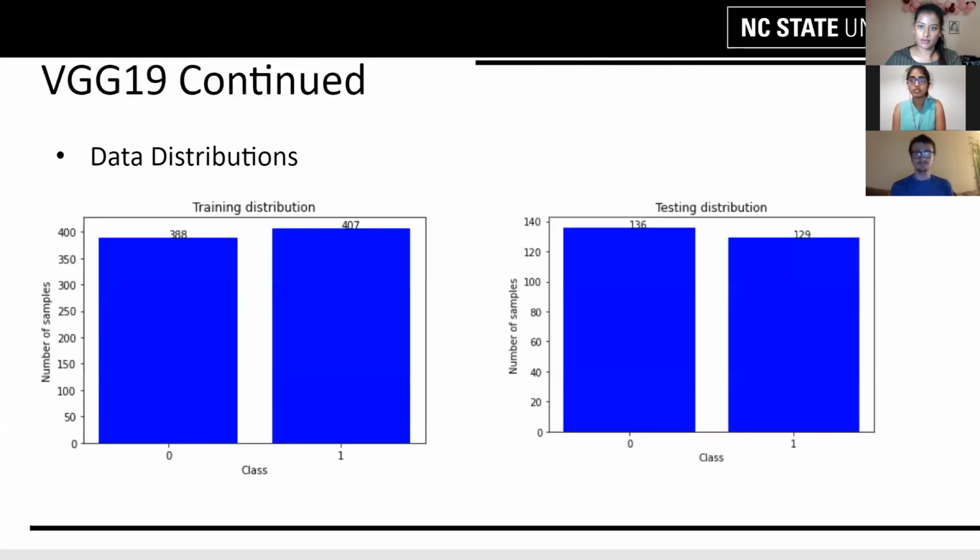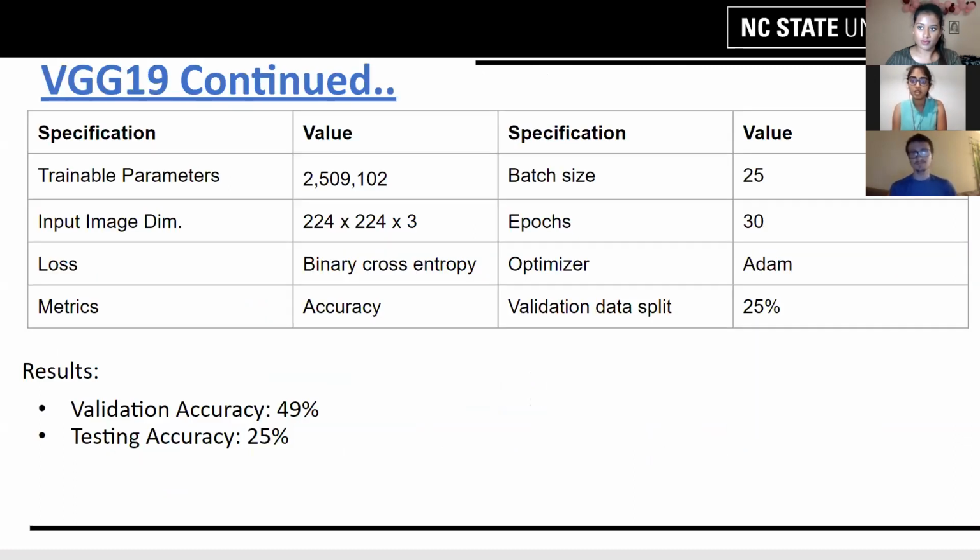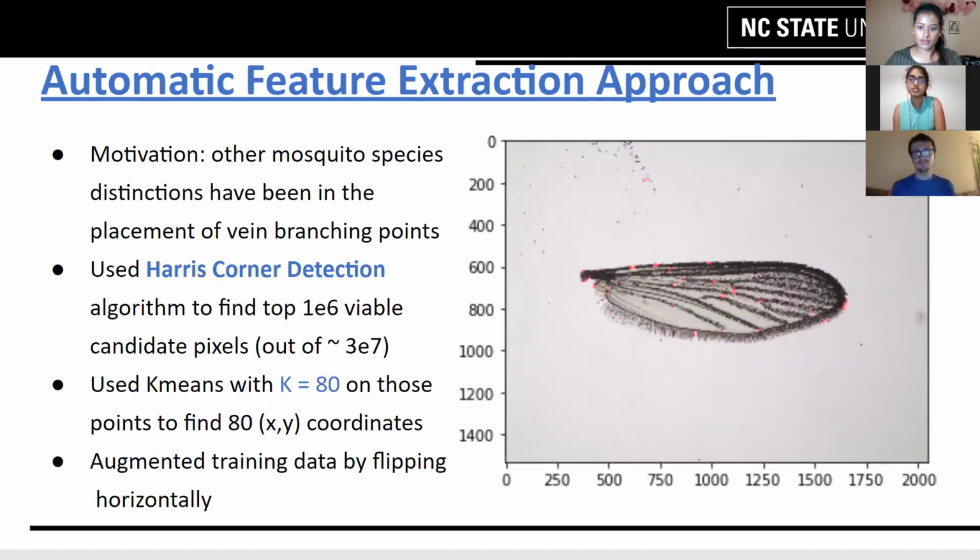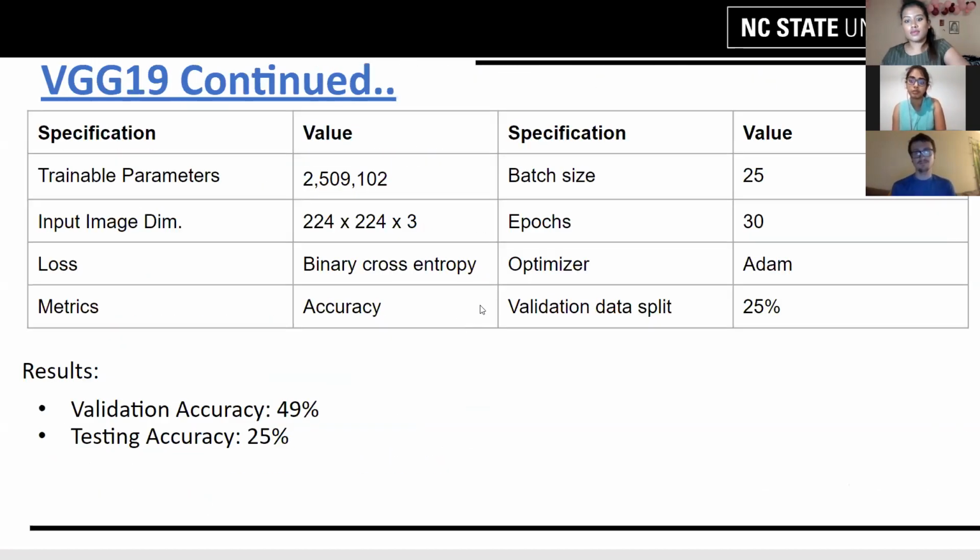These were the distribution of the training and testing data for the VGG19, and these were the specifications. After adding the dense layers, which were the only trainable ones, we got the specified parameters. However, this method was not effective at all because we got only a 25% testing accuracy.